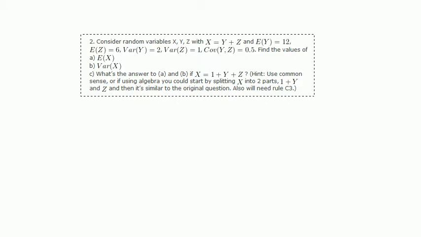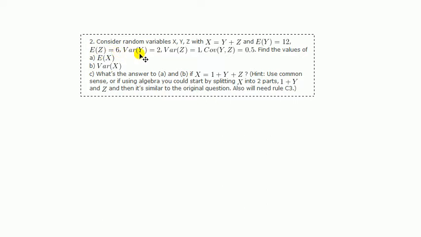This is a question on applying the rules of the expectation and variance operator. Consider random variables x, y, z with x being equal to the sum of y and z. We're told that the expectation of y is 12. The expectation of z is 6.